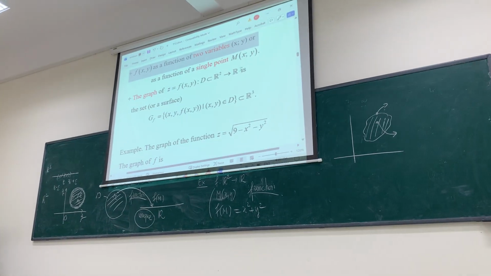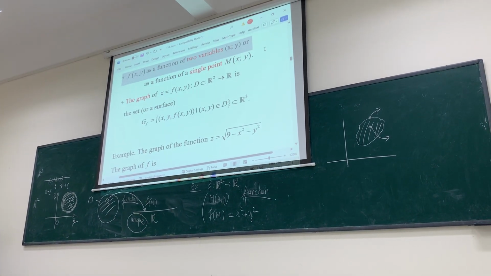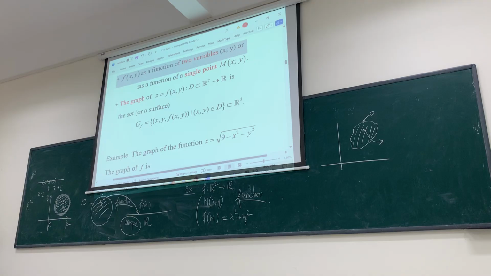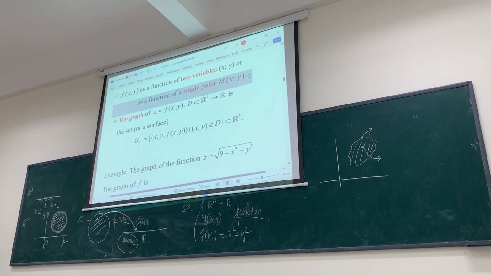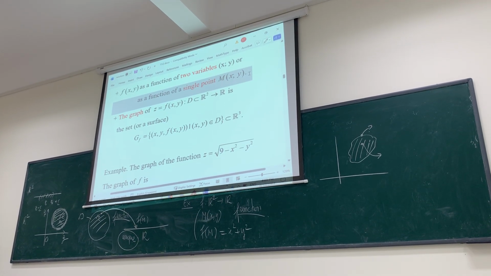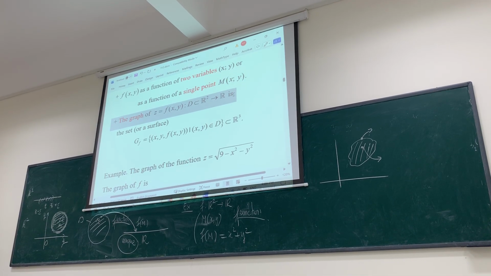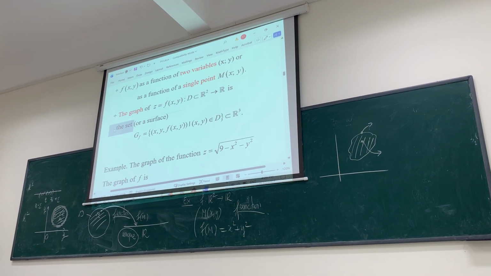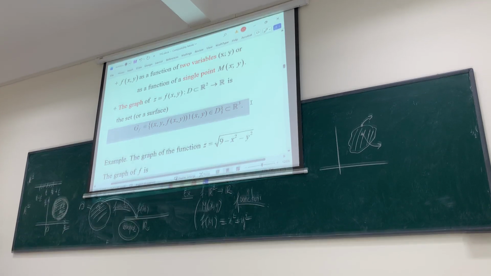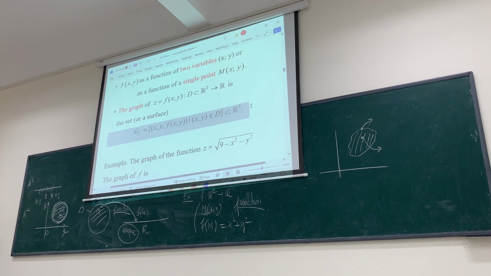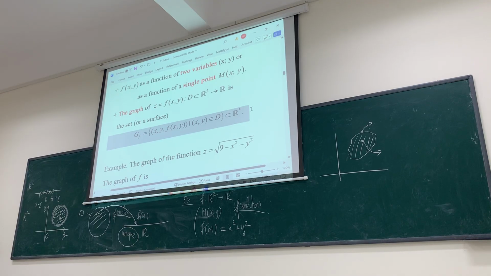Have two coordinates x, y. The point is called a single point. A single point. The graph of a function of two variables, in the sense that it contains all the points satisfying z = f(x, y).